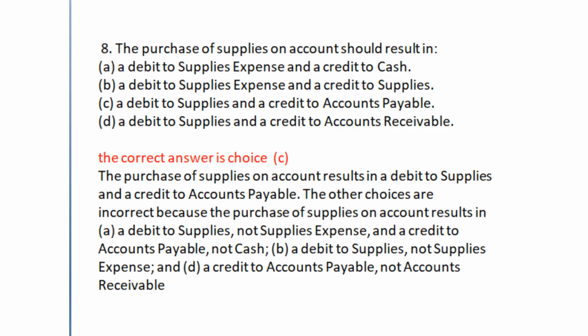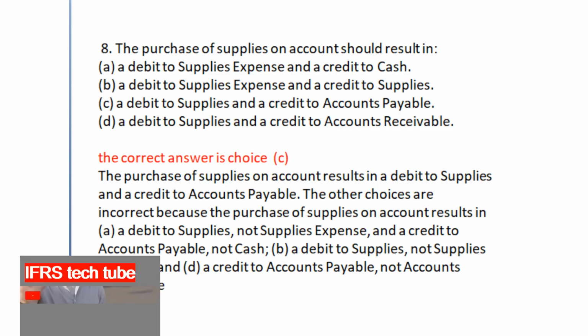B. A debit to supplies expense and a credit to supplies. C. A debit to supplies and a credit to accounts payable. D. A debit to supplies and a credit to accounts receivable. The correct answer is choice C. The purchase of supplies on account results in a debit to supplies and a credit to accounts payable.